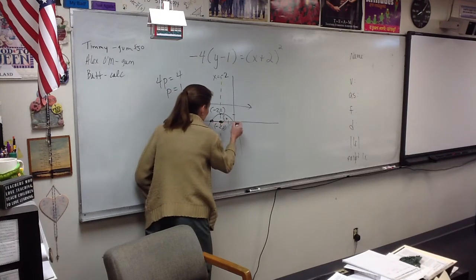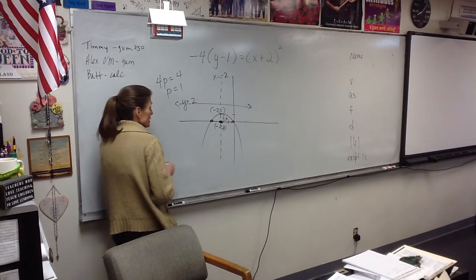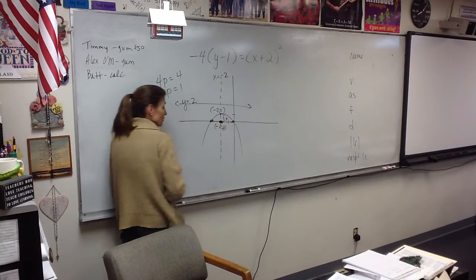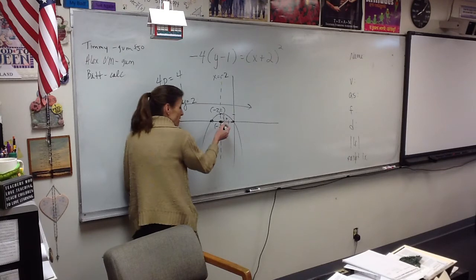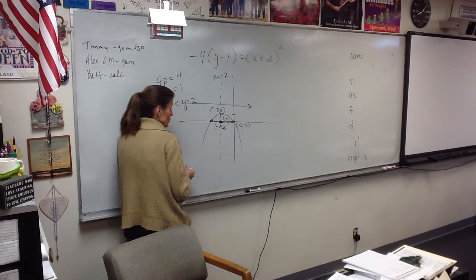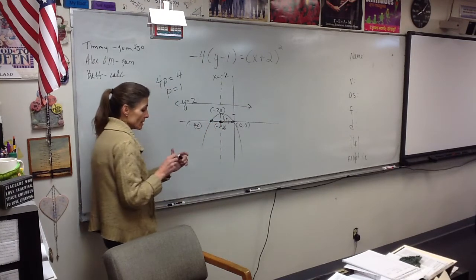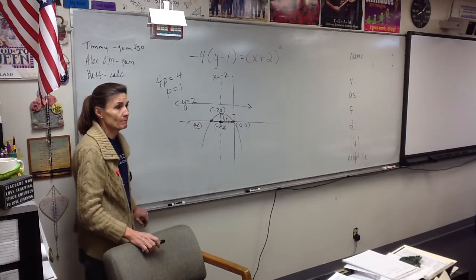How long is my latus rectum? 4. The whole thing is 4. So I'm going to go forward 2 and backward 2 from my focus. If I go forward 2, I would be at the origin. If I came backwards, I'd be at -4. Anybody have a question about that?